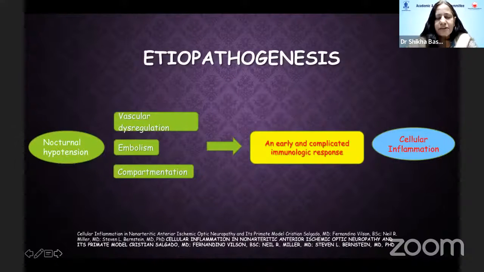Coming to the etiopathogenesis, it's multifactorial. The main factors are vascular dysregulation at the disc, embolism, and compartment syndrome. And the nocturnal hypotension, which is around 10 to 15 millimeters of mercury and occurs at night, is the cause of the loss of vision in patients in the early morning. But what's important is that though there is a vascular insult to begin with, it ends up in cellular inflammation at the cell level. There is an early and complicated immunologic response.